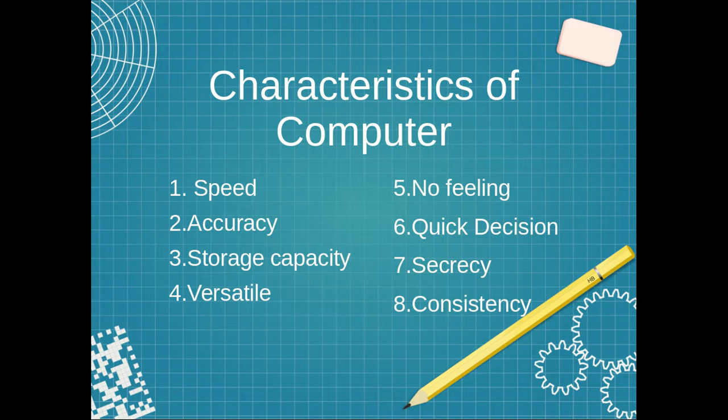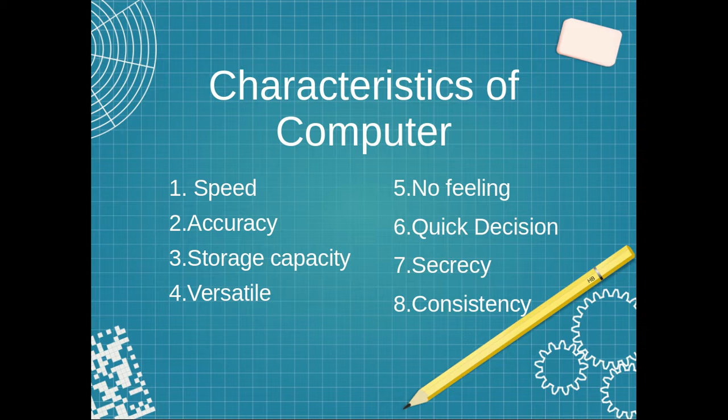So it can perform the same set of instructions any number of times with the same speed and same accuracy. So consistency is the last characteristic of the computer. So now check, when I asked you to write 5 characteristics of the computer, just check the 5 characteristics which you have written, do they match the characteristics which I told you in the video? So accordingly you can score yourself.